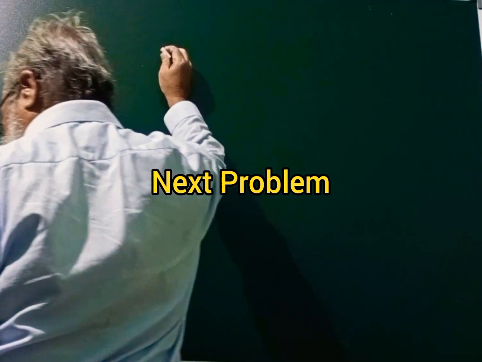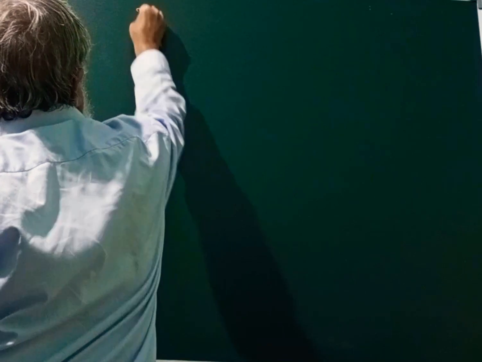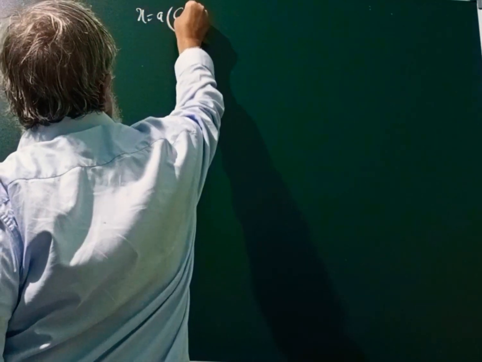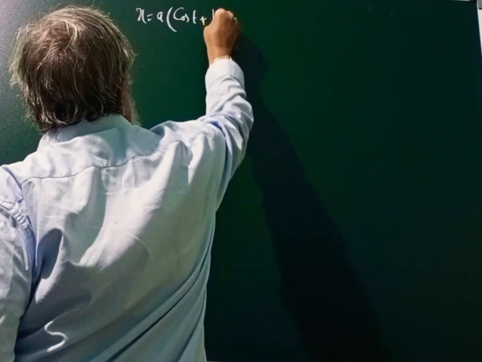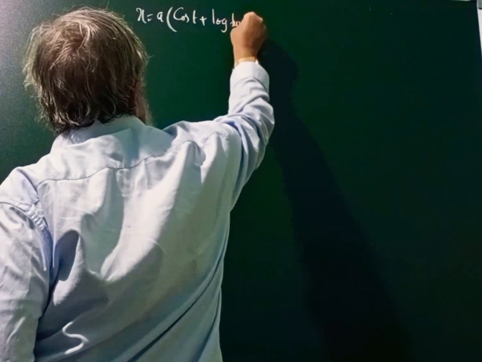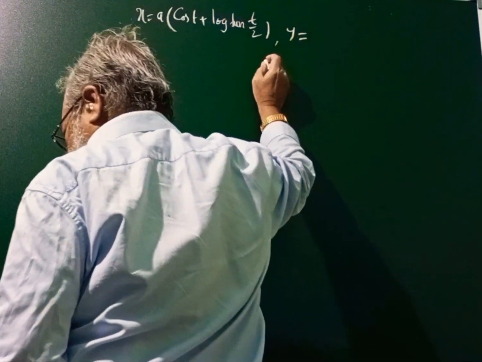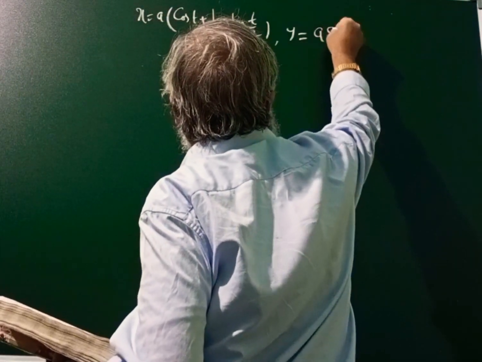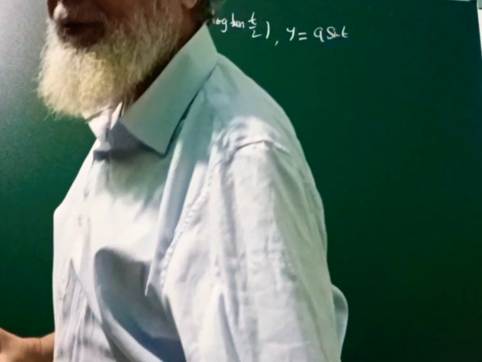Next problem. Find dy by dx where x is equal to a into cos t plus log of tan t by 2, and y is equal to a sin t. So this is the problem which is often asked in the examination. Carefully try to understand, please.